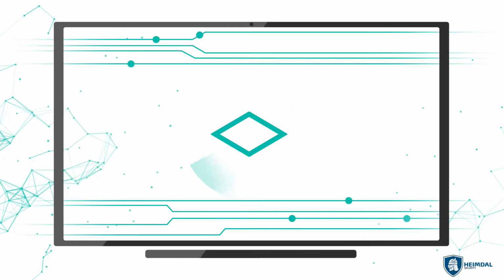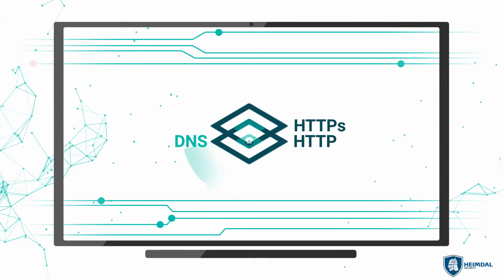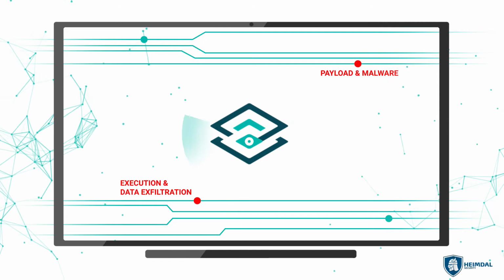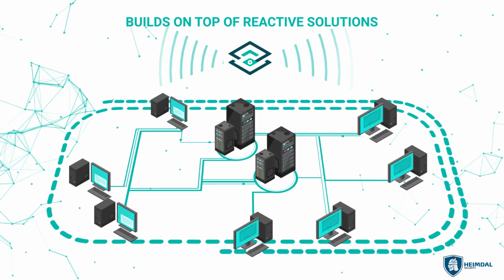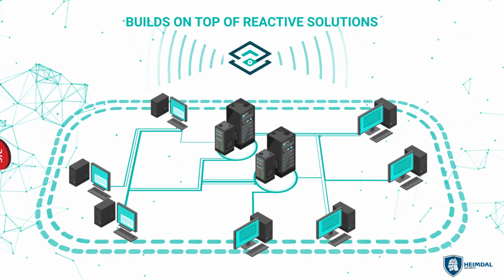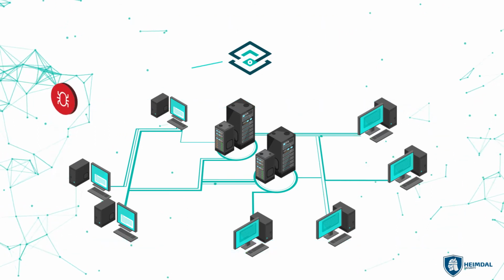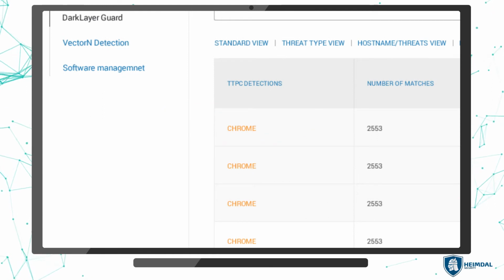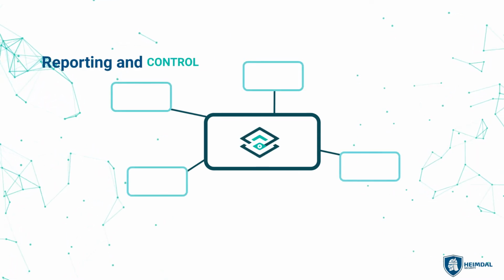This two-way traffic scanning engine works on DNS, HTTP, and HTTPS layers to block payload and malware delivery, execution, and data exfiltration. The robust DarkLayer GUARD builds on top of reactive solutions to block zero-day exploits, ransomware CNCs, data leaks, and other new threats. It also features threat-to-process correlation to pinpoint the processes targeted by attackers so you can act fast. Secure your endpoints against ransomware and demonstrate compliance to the latest data protection regulations.